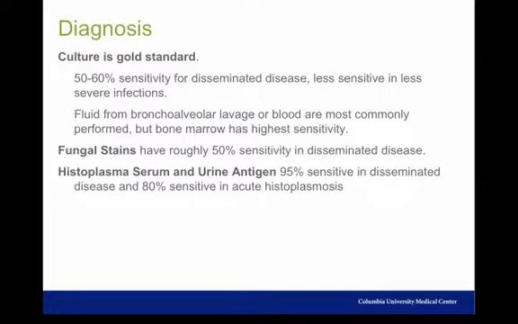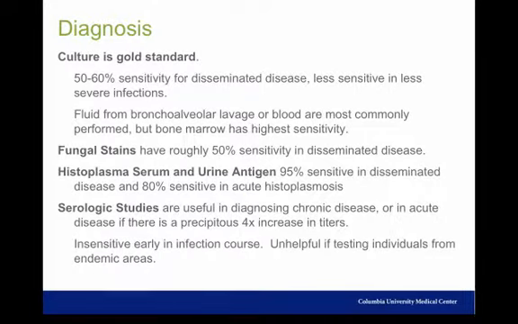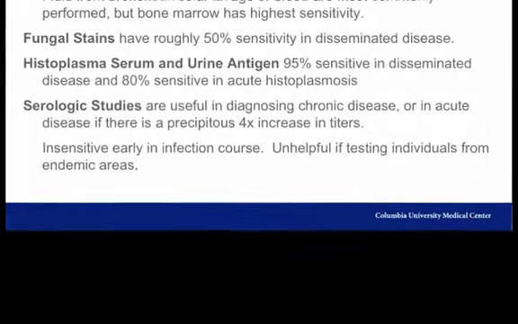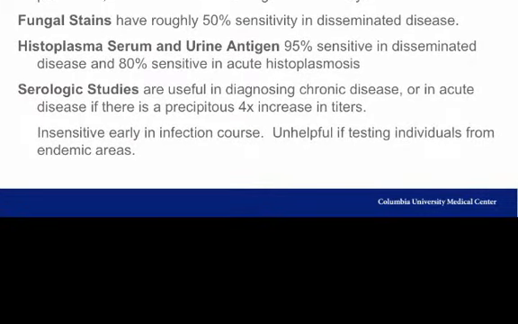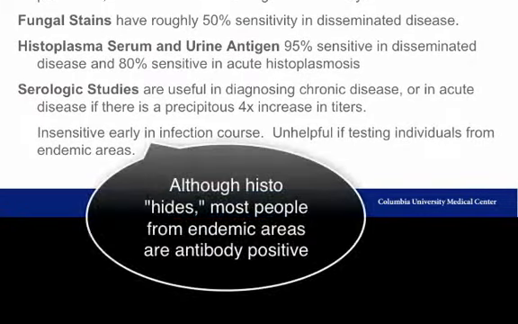Detection of the histoplasma antigen in the urine or the serum is extremely useful, with a sensitivity of 95%. Serologic studies are useful in diagnosing chronic disease or in acute disease if one can demonstrate a precipitous 4-fold increase in antibody titers.